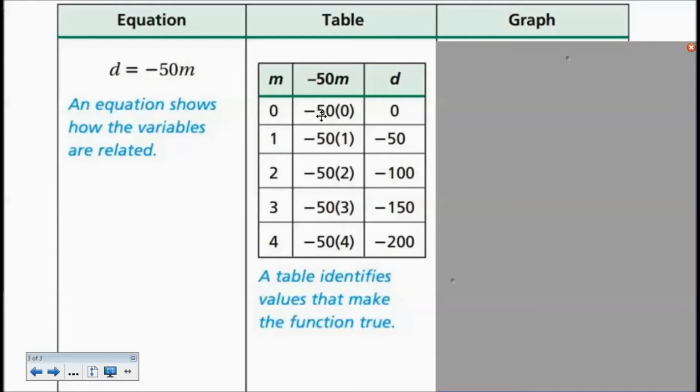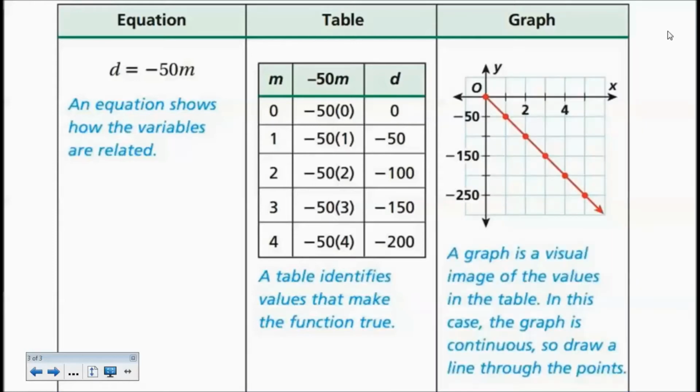So in the middle here, I've taken the m value and put it into this function, negative 50. Negative 50 times 0 is 0. So that's my d value. Again, 1 times negative 50 is negative 50, 2 times negative 50 is negative 100, and so forth. What this function table does is organize ordered pairs for me. The x value is the independent variable, which is represented with m, and the y value is the dependent variable. There you go. And I create a graph.